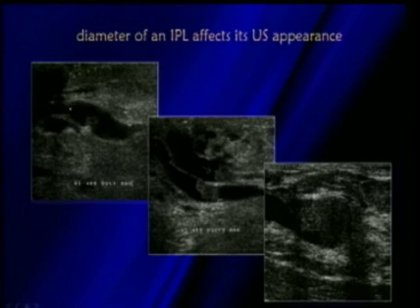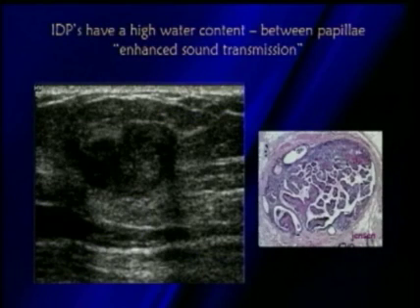The diameter of the intraductal papillary lesion does affect its ultrasound appearance. You can see here's a very large ectatic duct and a fairly small intraductal papillary lesion. These are ones that fill the lumen but do not expand it. And here's a very large intraductal papillary lesion that actually expands the size of the duct. So these are all different sonographic appearances that we can see.